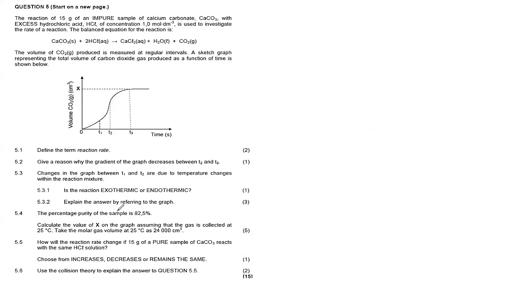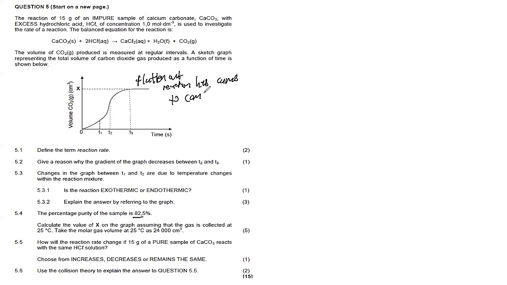5.4, they say the percentage purity of the sample is 82.5%. Then calculate the value of X, and then we can see that the value of X here indicates the volume of carbon dioxide when the reaction has come to completion. Remember, when the graph starts to flatten out, it means that the reaction has come to completion. So the reaction has come to completion here.